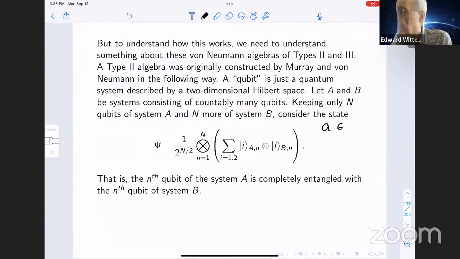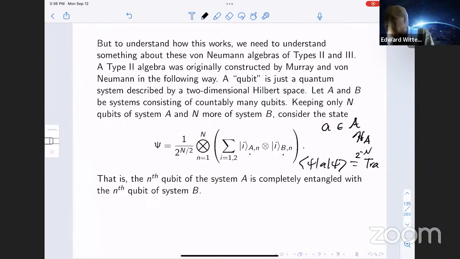The key property of the state psi is that if little a is an operator in the algebra that acts on HA, that means little a only acts on the qubits of system A, not on the qubits of system B, then the expectation value of a in the state psi is a multiple of trace a. The coefficient is actually 2 to the minus n. So I've picked a state that would make that true.